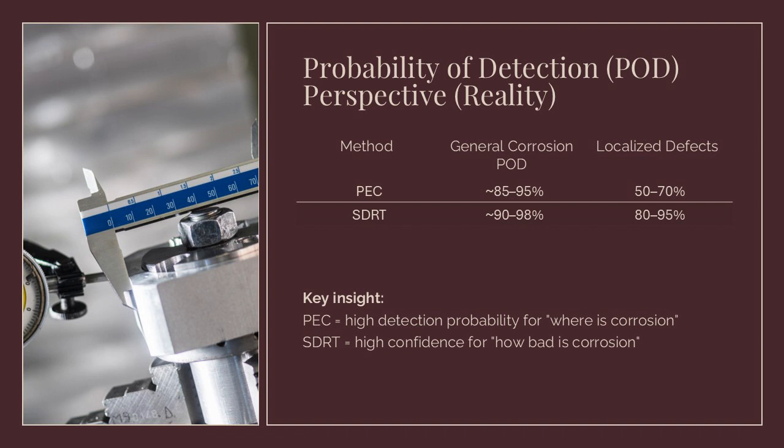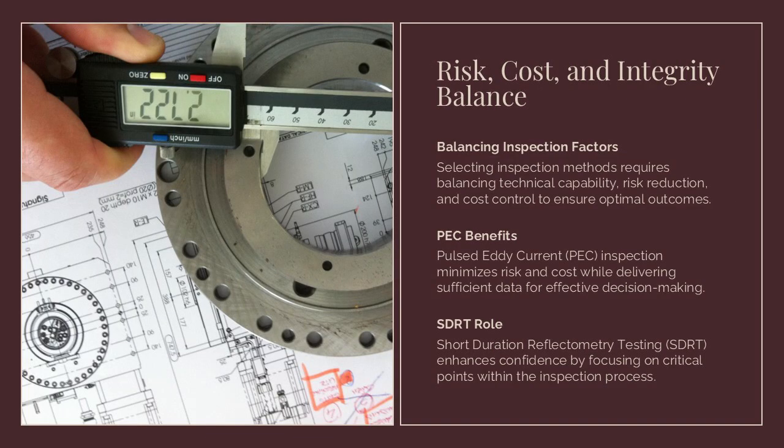of the inspection strategy. Inspection method selection must balance technical capability with risk reduction and cost control. PEC minimizes inspection risk and cost while providing sufficient data for decision-making. SDRT increases confidence at critical points. Speaker notes should frame this balance as a core engineering responsibility.